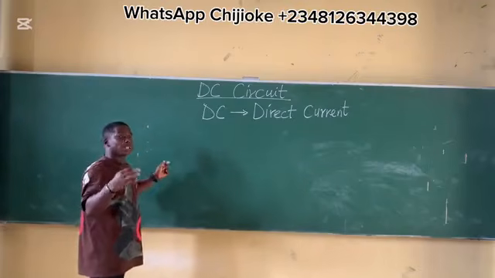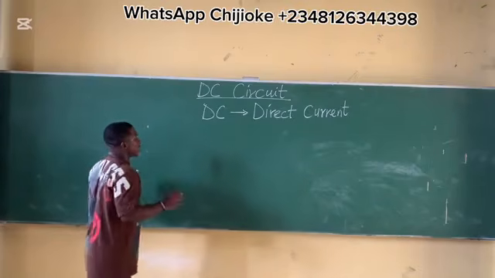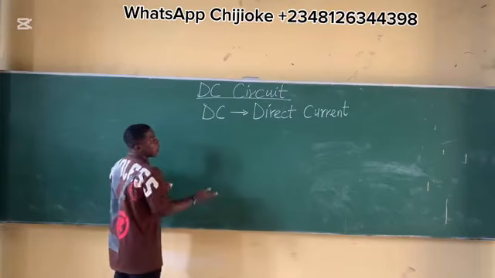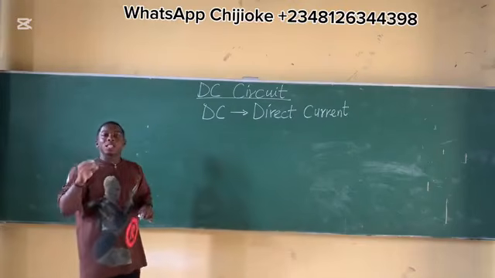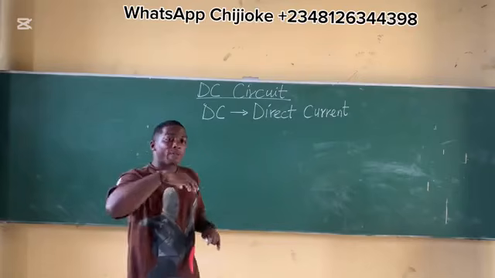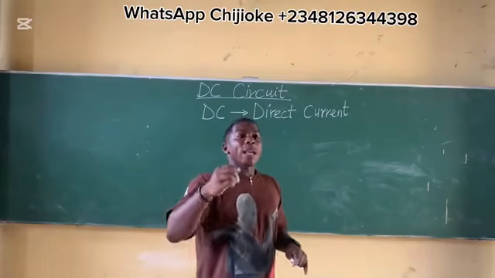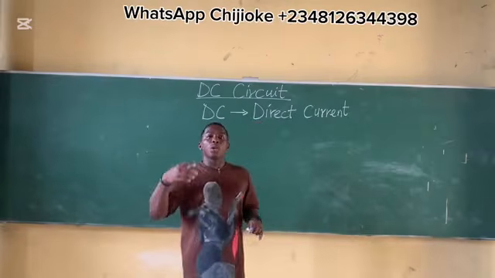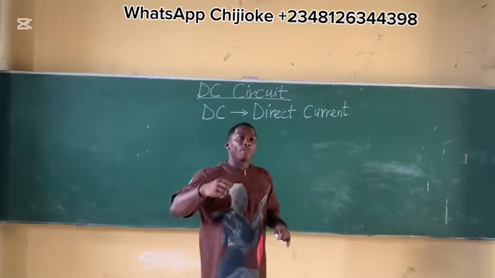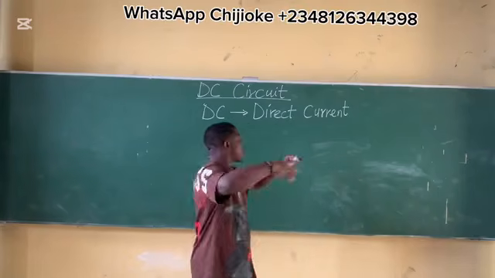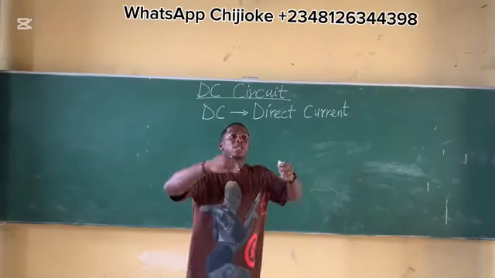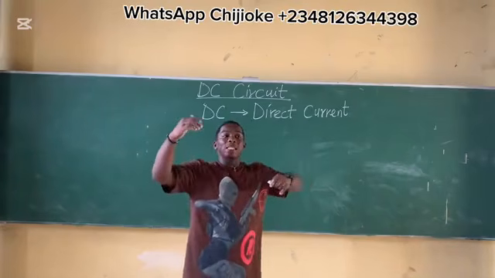Let's sketch a typical DC circuit. We said a DC circuit is composed of resistor, switch, and battery. Please listen attentively. In a DC circuit, you only find resistors. Whenever you find resistor, capacitor, inductor, rectifiers, transformers, amplifiers in a particular circuit, it is more likely to be an AC circuit.